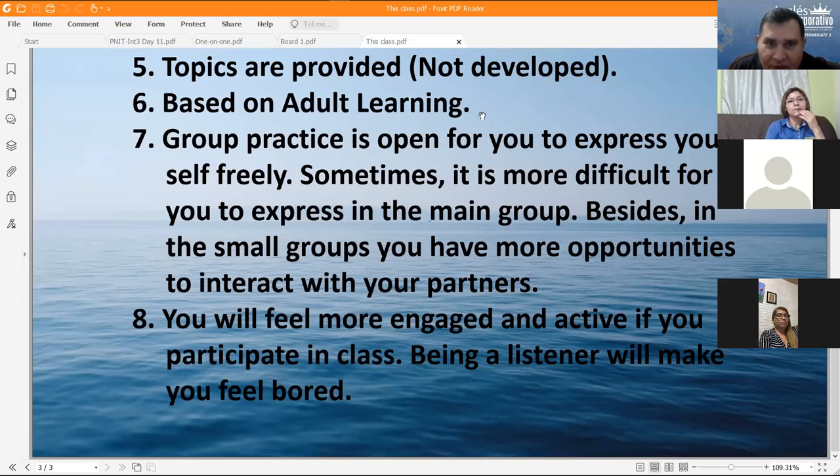Then, about the class, group practice is open for you to express yourself freely. Sometimes it is more difficult for you to express yourself in the main group because there isn't time. Besides, in the small groups, you have more opportunities to interact with your partners. And I think that you feel more comfortable speaking to a small group than to a bigger group. For that reason you go to practice in small groups.